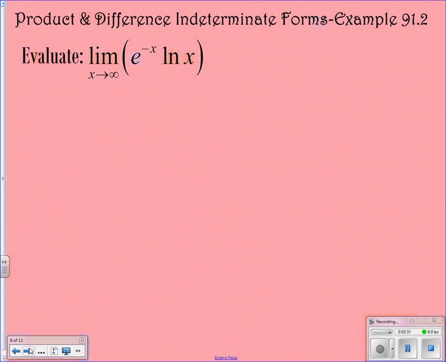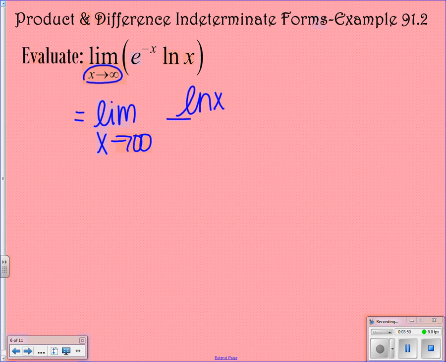Looking at the next example, we have the limit as x goes to infinity here. Not sure if you can tell that that's what that says, but it says x goes to infinity of e to the negative x ln of x. So the first thing that we want to do is to write it as a fraction. We're going to write it as ln of x over e to the positive x. And if I plug in infinity, ln of infinity is infinity, and e to the infinity is infinity, which is an indeterminate form. So what we need to do is take the derivative.